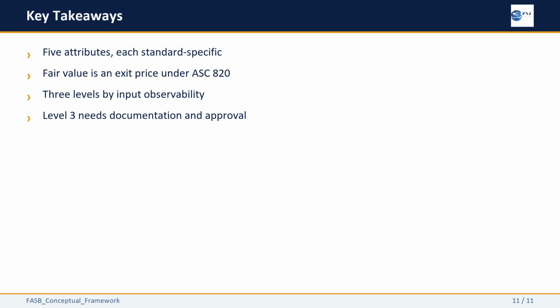Let's pull it together. US GAAP uses 5 measurement attributes: historical cost, replacement cost, fair value, net realizable value, and present value, and each standard prescribes the one that fits. Fair value is an exit price defined by ASC 820, measured in the principal market, excluding transaction costs, and assuming highest and best use for non-financial assets. Its 3-level hierarchy ranks inputs by observability, and Level 3 demands robust documentation and manager approval.